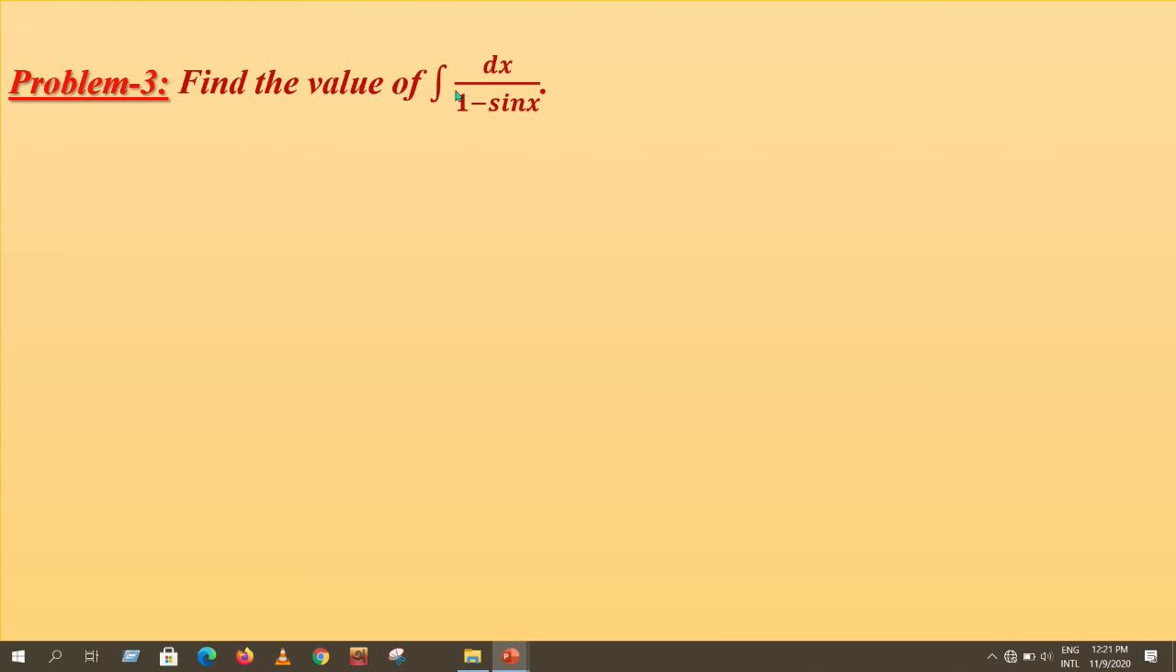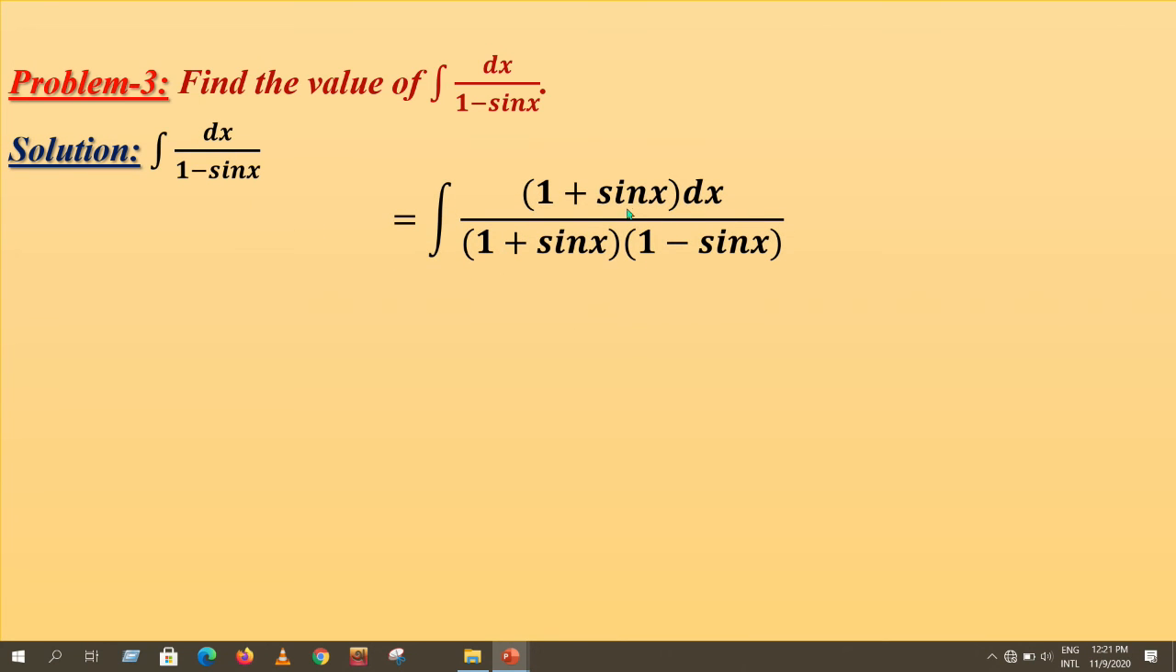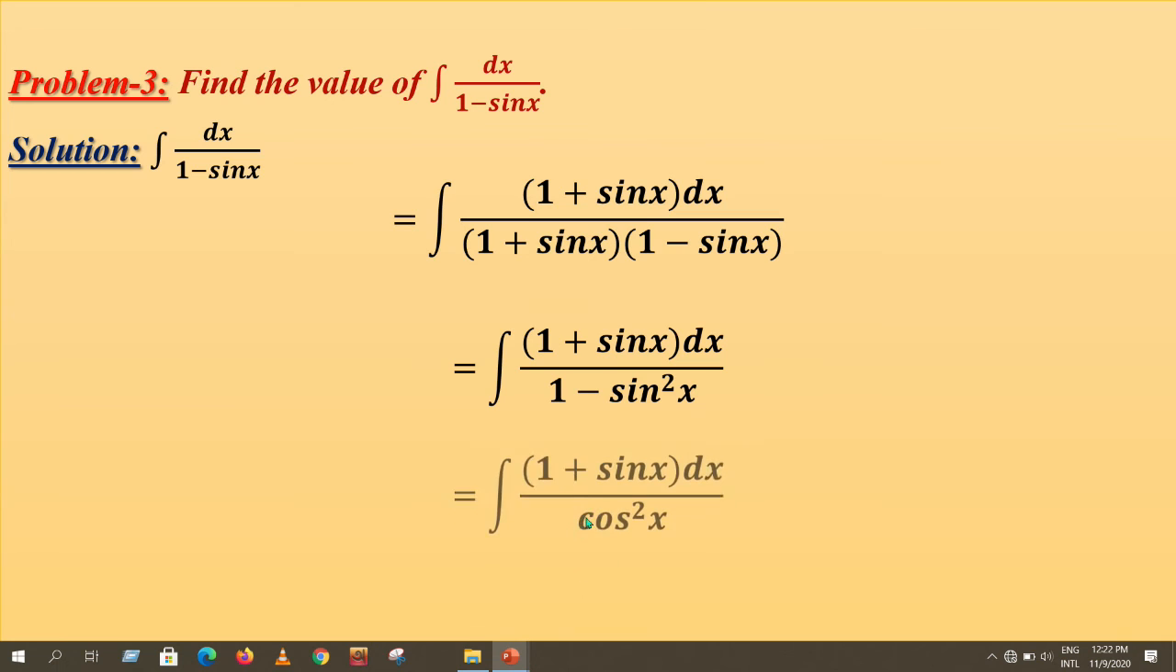Problem 3. Find the value of the integral of dx divided by 1 minus sin x. This is the given condition. We can write this by multiplying both numerator and denominator by 1 plus sin x. As a result, the numerator will be fixed, but here it will be 1 minus sin square x. 1 minus sin square x equals cos square x.